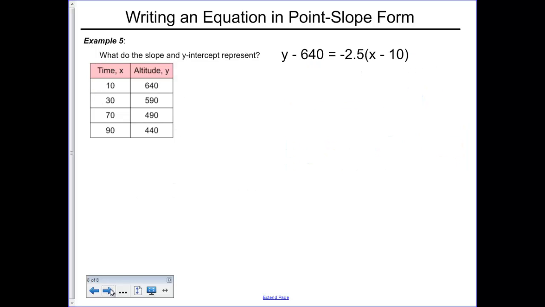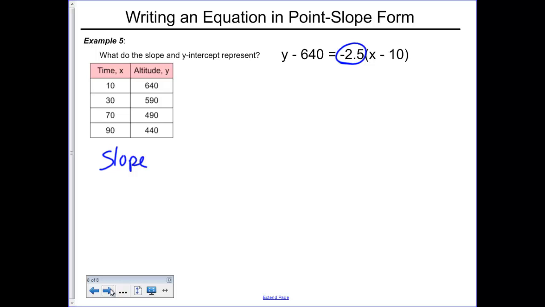Example 5, what do the slope and y-intercept represent? Well, this tells me the slope. That's pretty easy to define what's happening there. Negative 2.5 feet per second in a balloon. So the slope, negative 2.5 feet per second, means the balloon is descending.